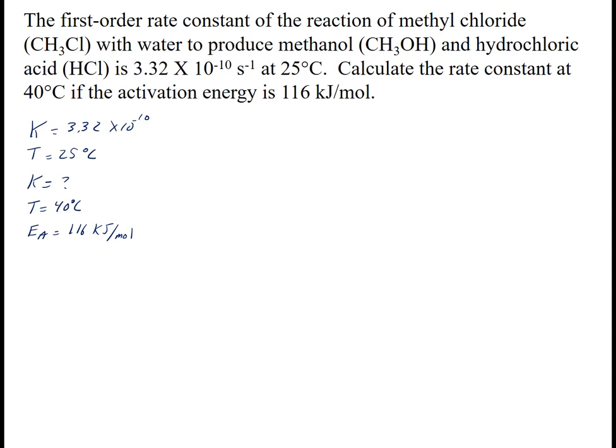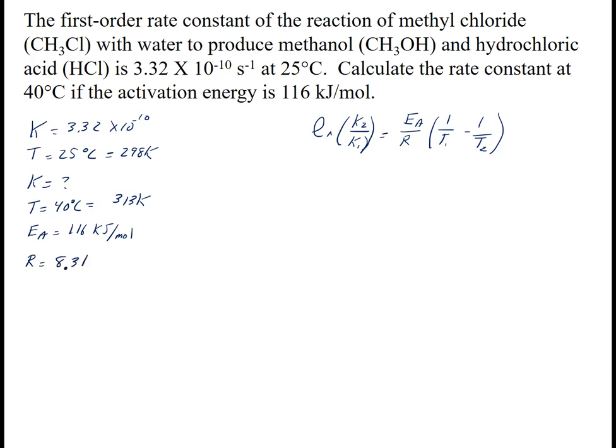Okay, so the equation is natural log, and like I said, the parentheses is important, of K2 over K1, big parentheses, is equal to E sub A over R times 1 over T1 minus 1 over T2. Temperature has to be in Kelvin, so 25 degrees is 298 K. The 40 degrees Celsius is 313 K. What was not on the previous slide is R is a value 8.31, and it's in joules. So the E sub A, just like what we did in the delta H equations, has to be in joules. So I multiply by 1,000 to get 116,000 joules per mole.